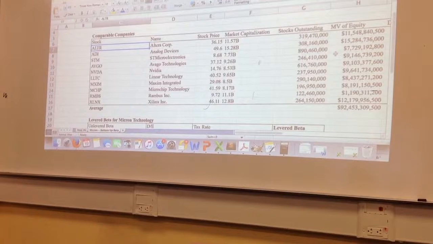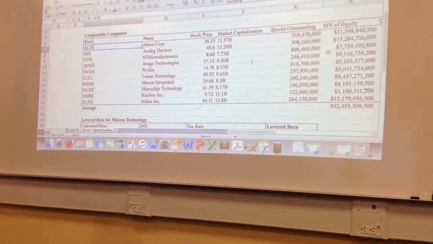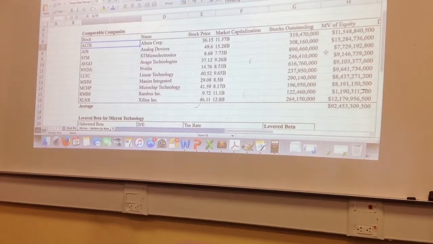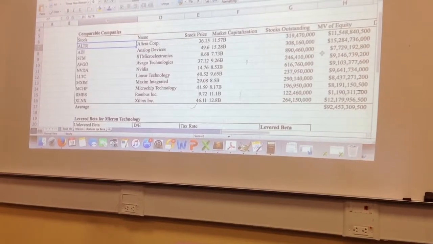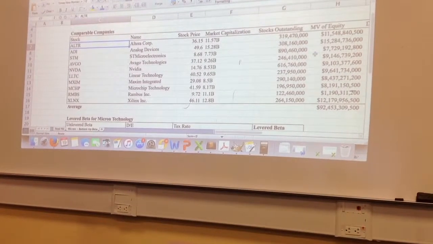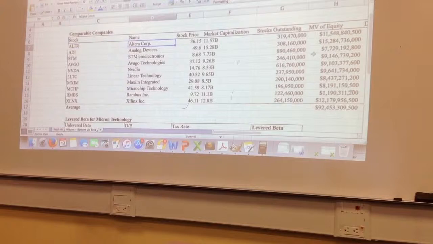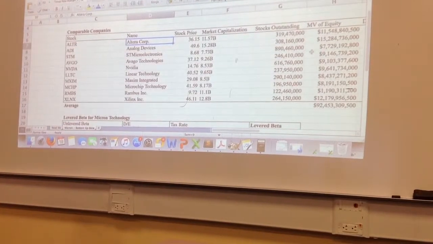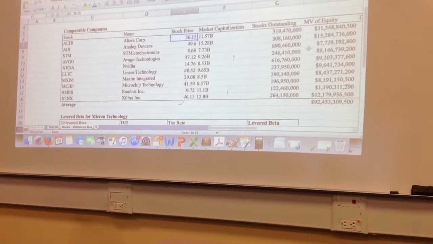About 8 to 10 firms. Okay, so that is how you can really keep your error low. The more firms you have, the lower will be your standard error. Okay. So these are the companies. These are the stock prices.